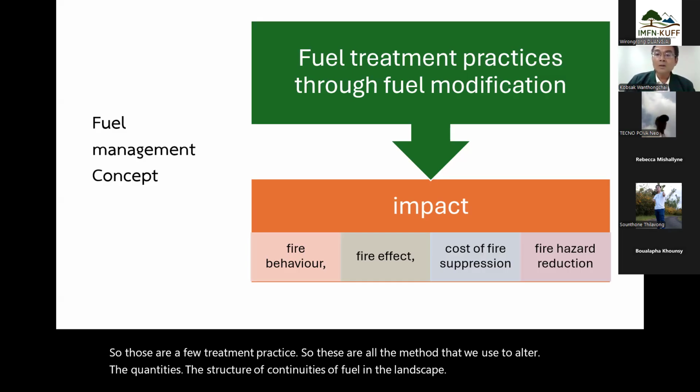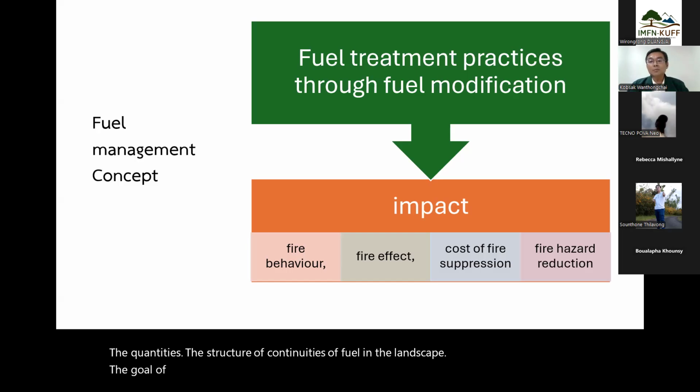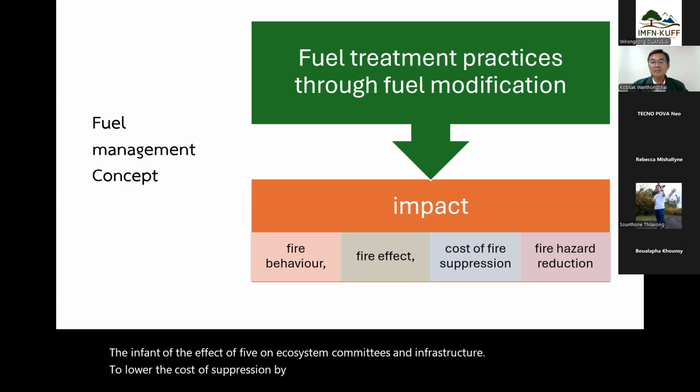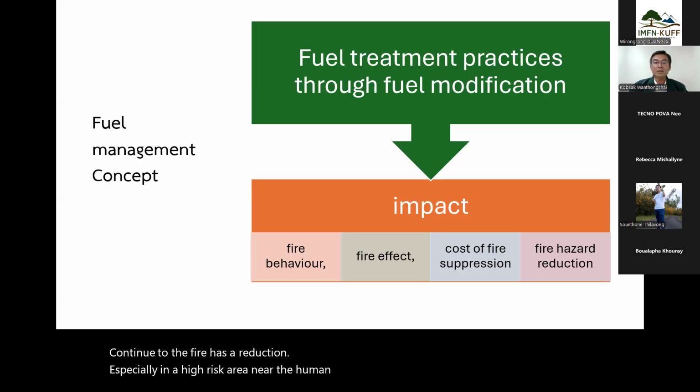So the goal of this treatment is to produce measurable impacts. The first, to reduce the intensities and spread of fire. Second, to influence the effect of fire on ecosystem communities and infrastructure. To lower the cost of suppression by making fire easier and safer to control. And ultimately, to contribute to fire hazard reduction, especially in high-risk areas near human settlements or fire-prone ecosystems.